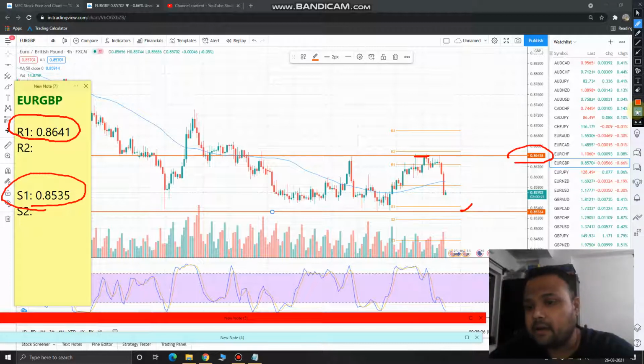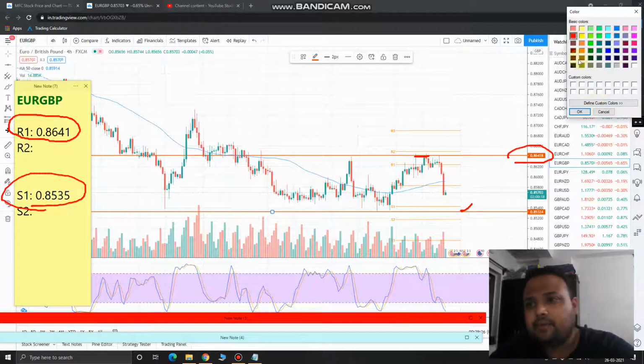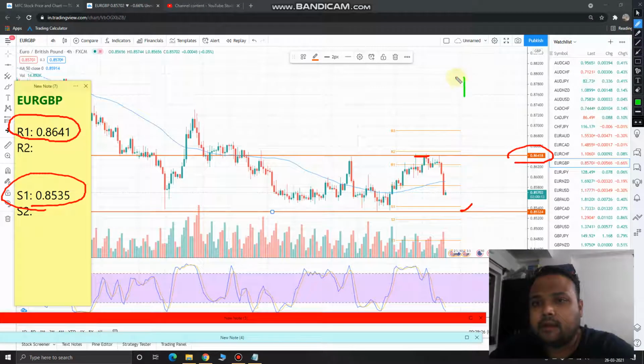When market will be bouncing back from here, you just go for a buy order. But before placing the buy order, do not forget to get the confirmation. Your confirmation can be in the form of a bullish engulfing pattern, or a price rejection from below, or a hammer pattern like this. Once you get a confirmation, just go for a buy above the support level.